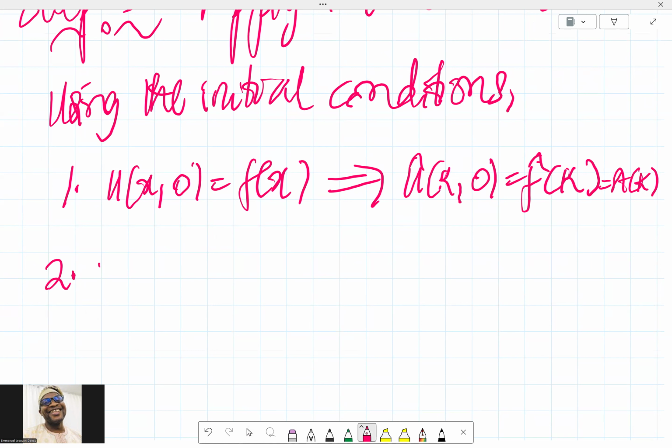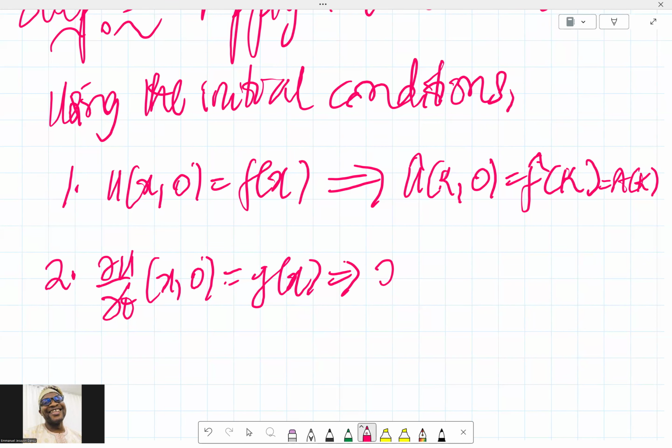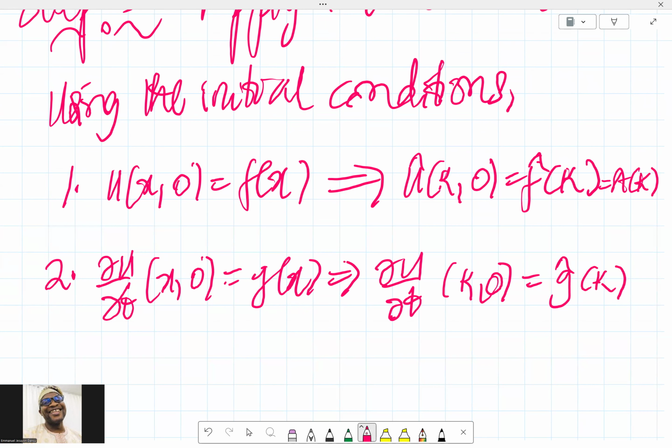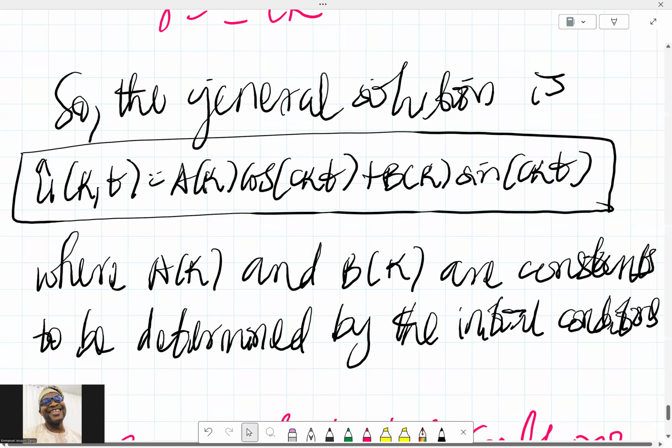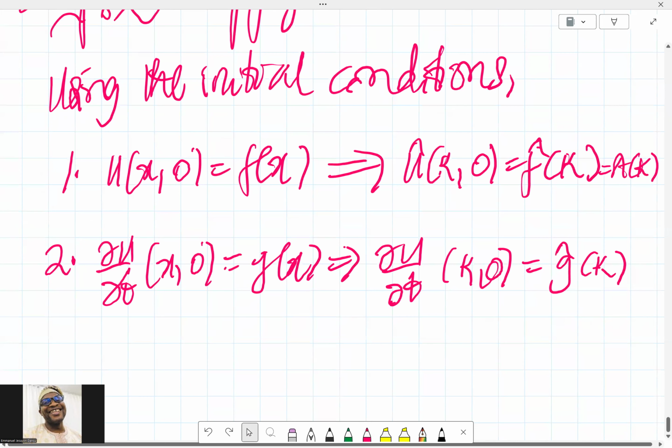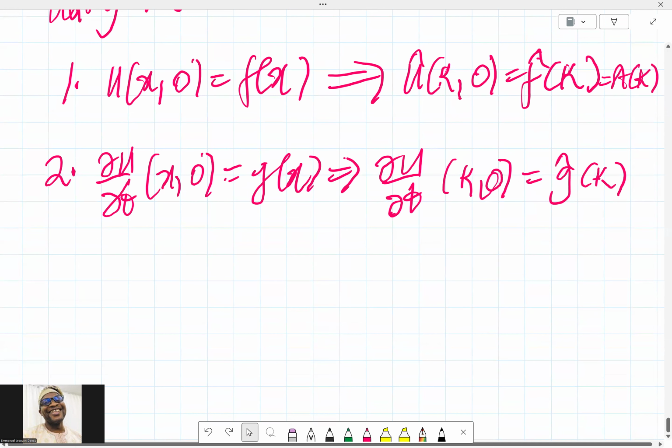Then the second condition says that partial u partial t at x comma 0 is equal to g of x. That simply also implies that partial u cap partial t at k comma 0 will simply be g cap of k in the k domain. If we differentiate that and put t equal to 0, even the a term itself will be gone. I'll leave you to fill that in, because we've done this a lot of times. So I just save time.